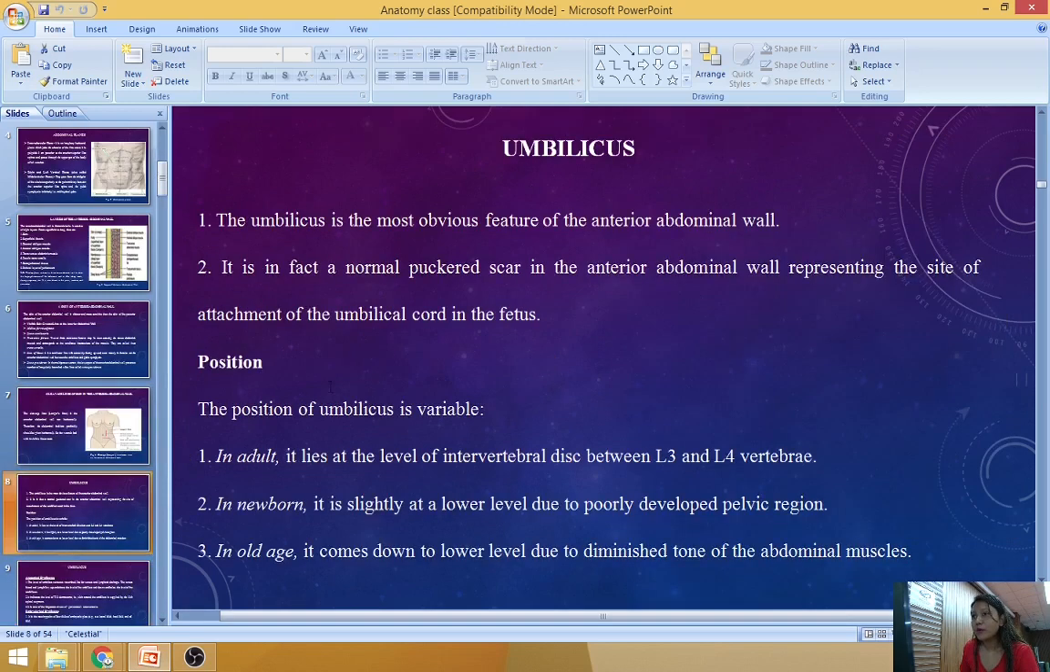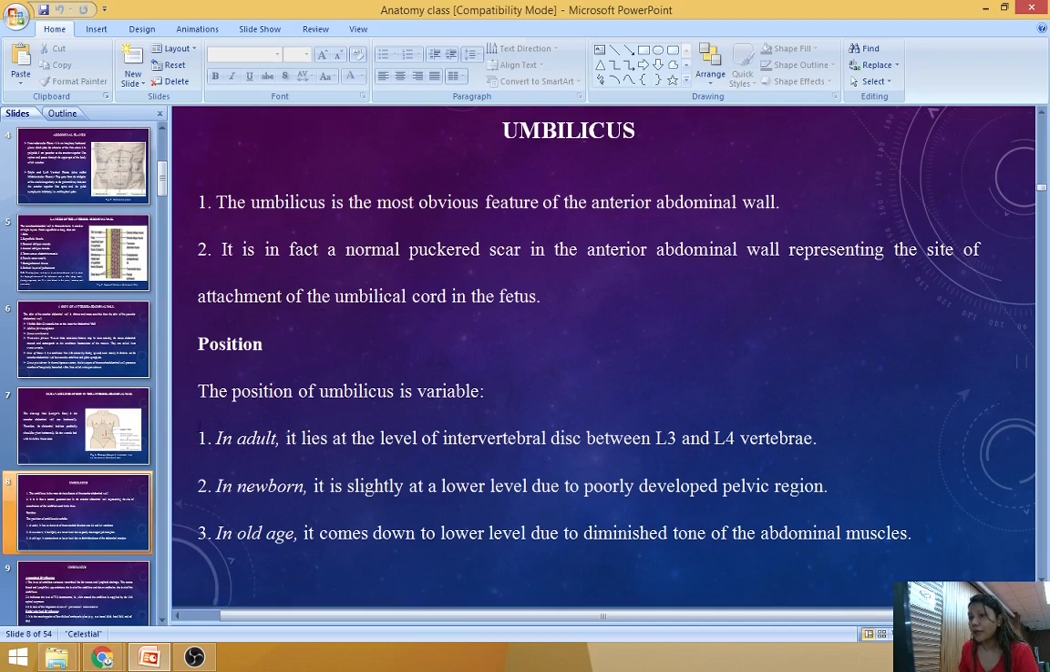Now one more very important thing in the skin is the umbilicus. What is the umbilicus? It is a normal puckered scar in the anterior abdominal wall representing the site of attachment of the umbilical cord. From the exam point of view, they might ask, in adult it lies at which level? It lies at the level of the intervertebral disc between L3 and L4. In newborn, it is at a slightly lower level due to poorly developed pelvic region, and in old age it comes down to a lower level due to diminished tone of the abdominal muscle.